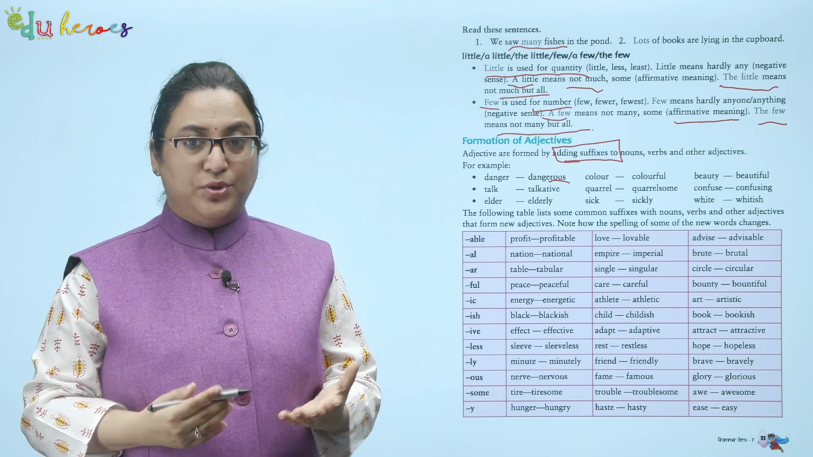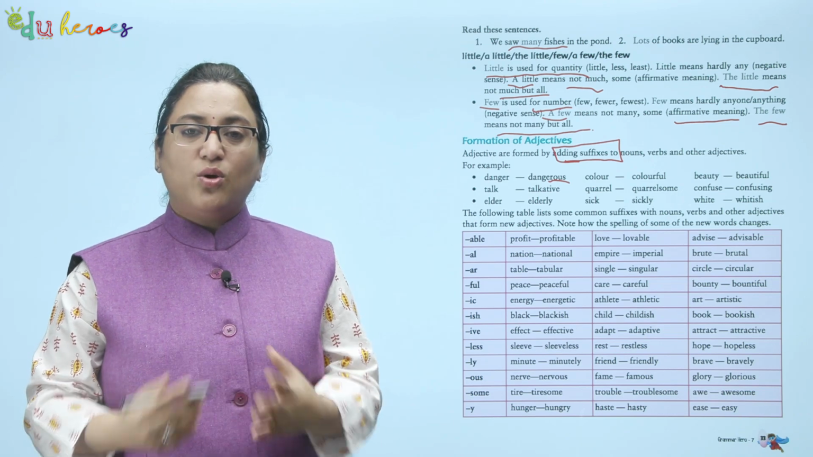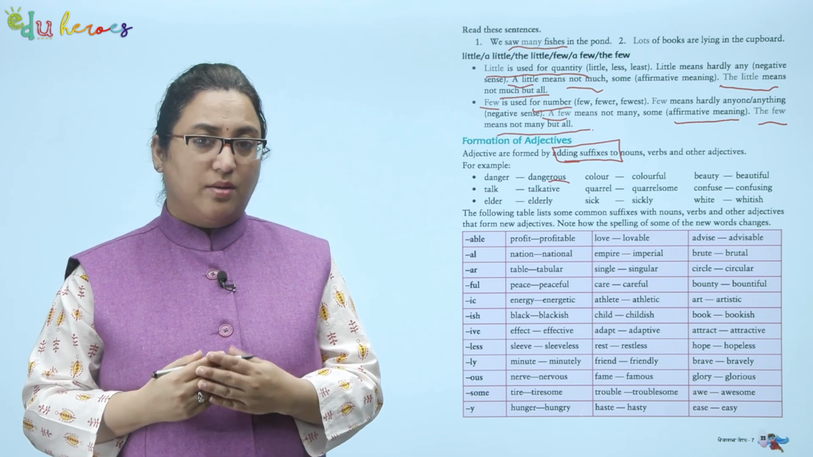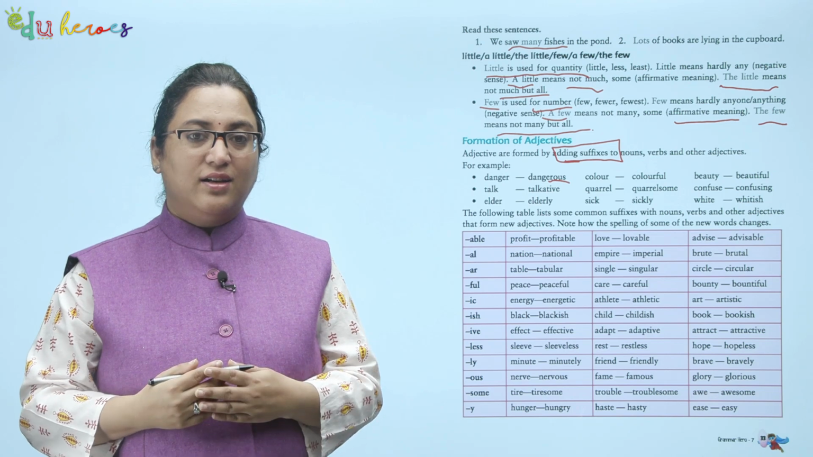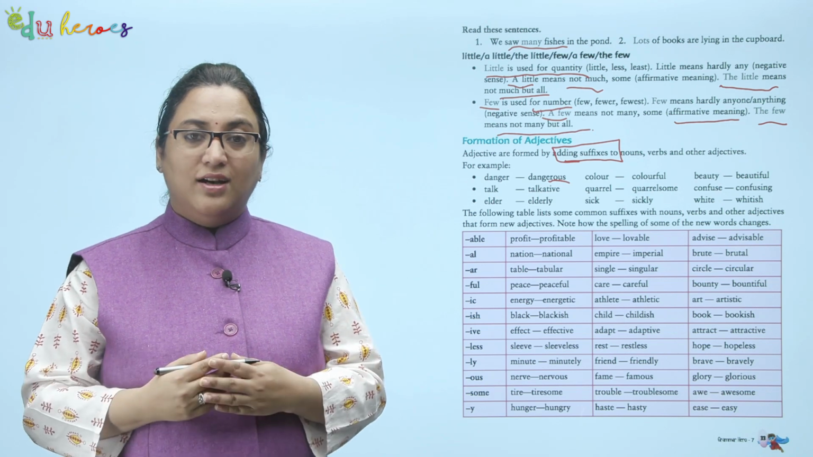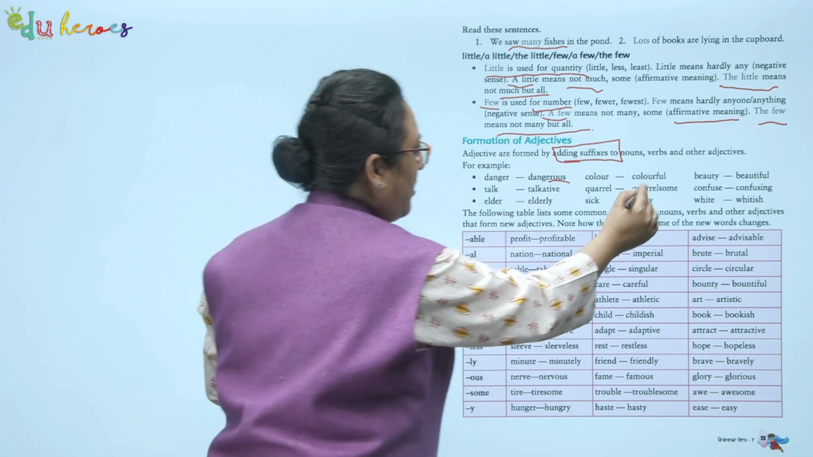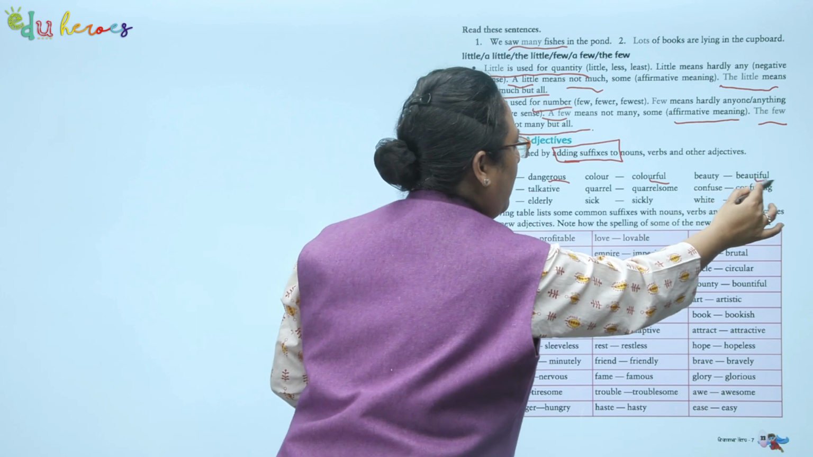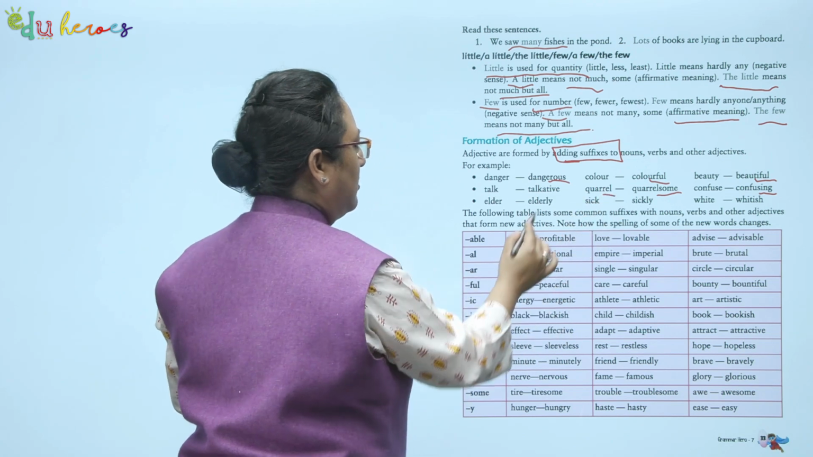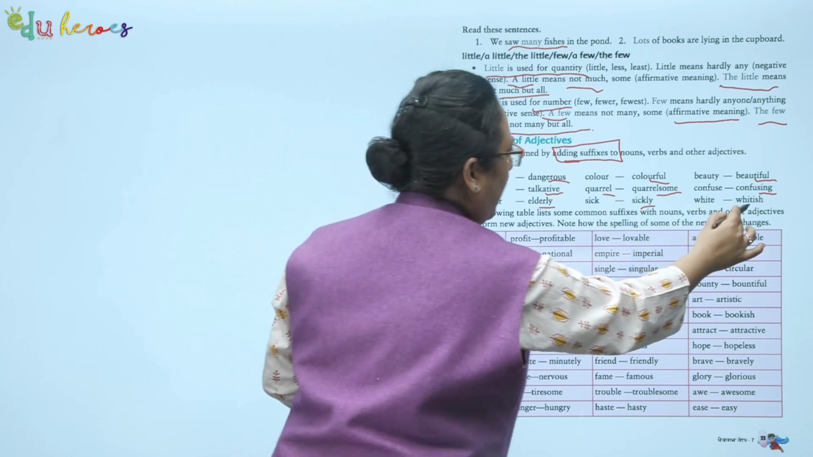Let's read along all of them. Color, colorful. Beauty, beautiful. Talk, talkative. Quarrel, quarrelsome. Somebody who gets into fights, we call that person very quarrelsome. Confuse, confusing. Elder, elderly. Sick, sickly. White, whitish. Let's mark the suffixes here. So we have OUS here, FUL, ING, SOME, EL, IVE, LY and ISH.